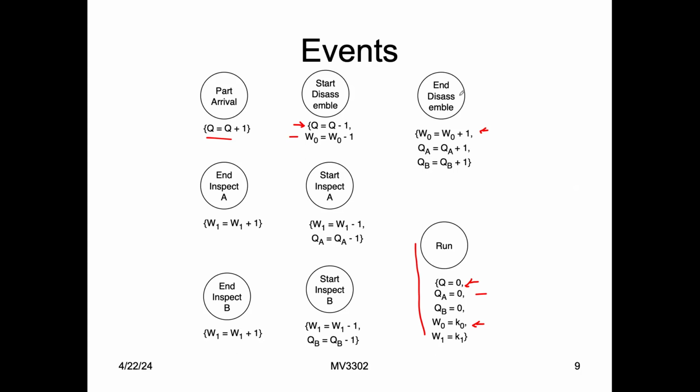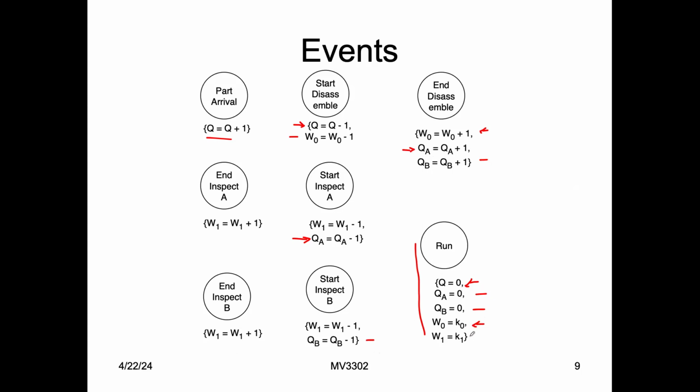Well, we already have an event that does that. Namely, when we finish disassembling, we now have one more part, and we can put it in the queue of waiting component A parts. Likewise, we lose one when we start inspecting a part of type A. Similarly, for a component of type B, we get one in the queue for components of type B when we finish disassembling, and we lose one when we start inspecting.